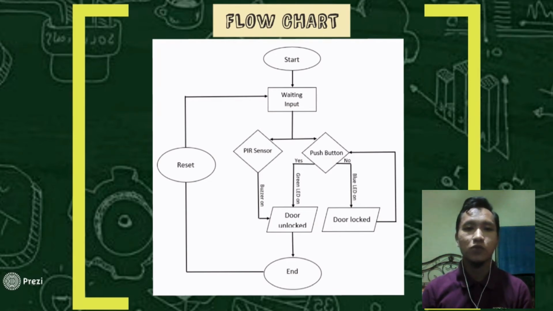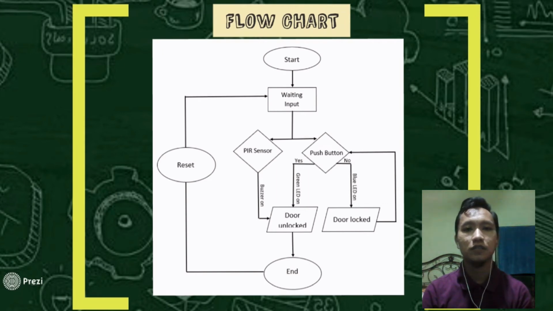For the first step, we need to start the device by connecting the USB to the system. Then, the system will read input at the PIR sensor for any detection of people nearby at the door. If the sensor detects any motion at the door, the door will automatically open while the buzzer will sound.